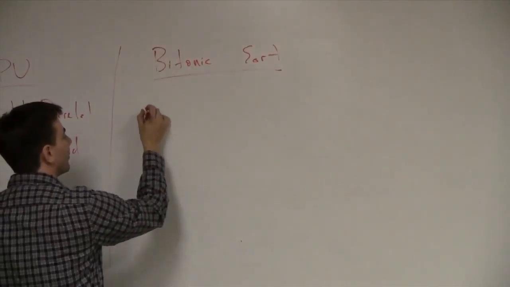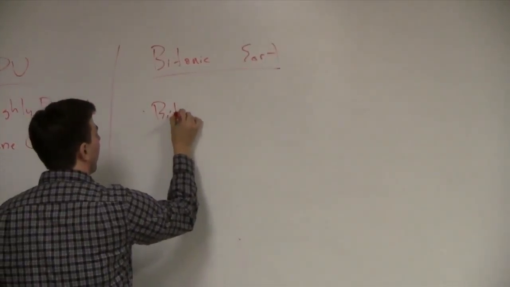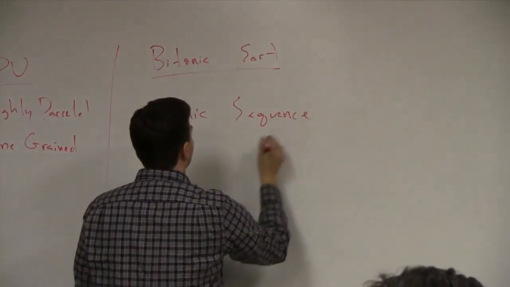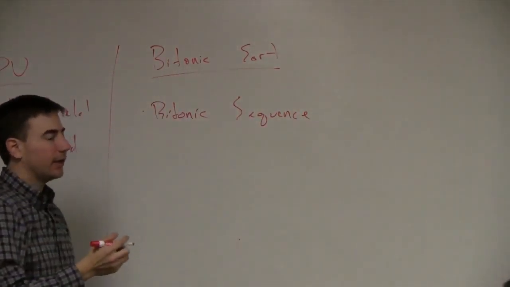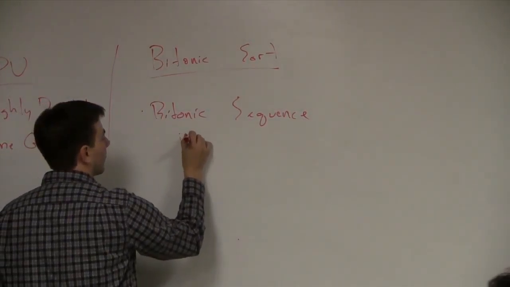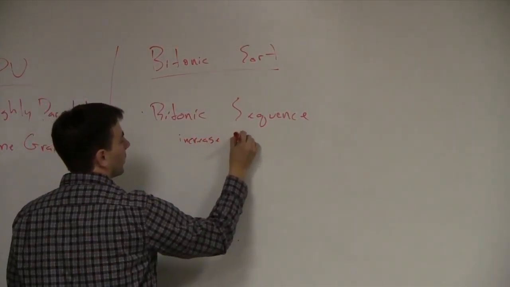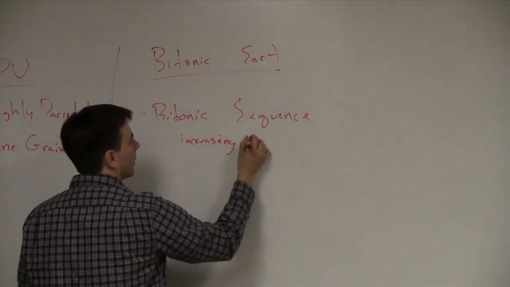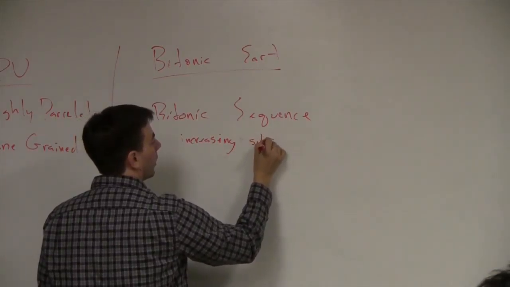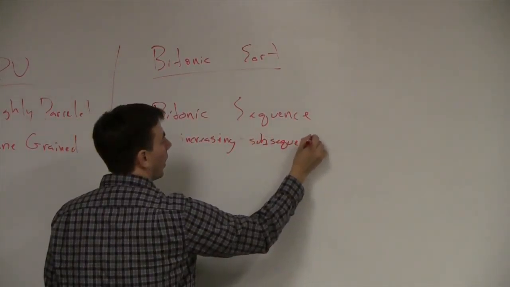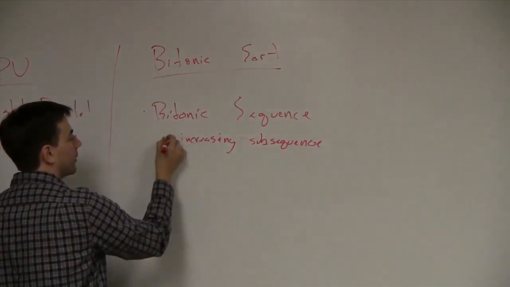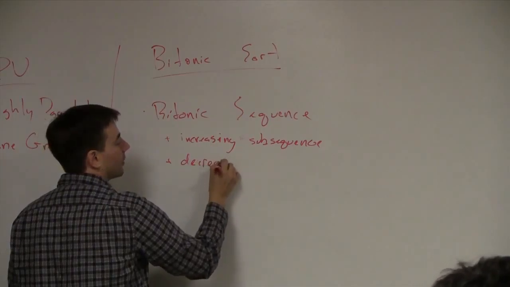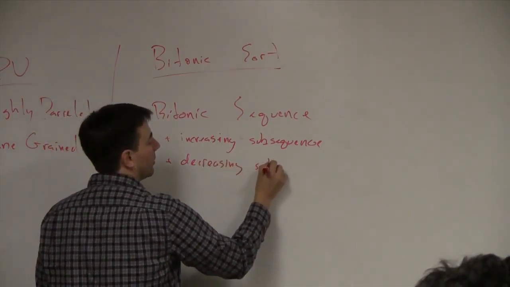So in order to define this, we need to define a bitonic sequence. It's going to have an increasing subsequence and a decreasing subsequence. And so one of these might be empty.